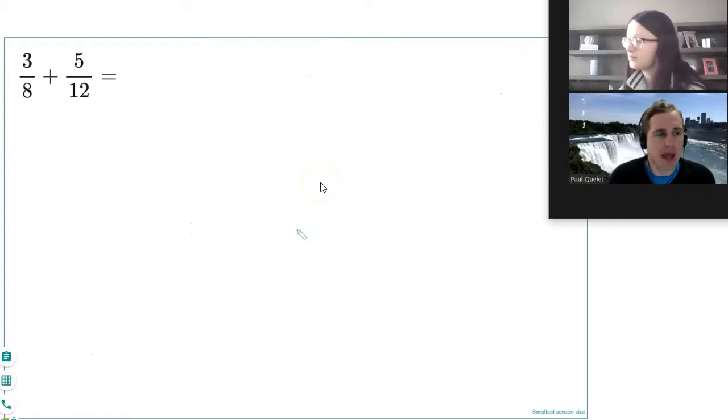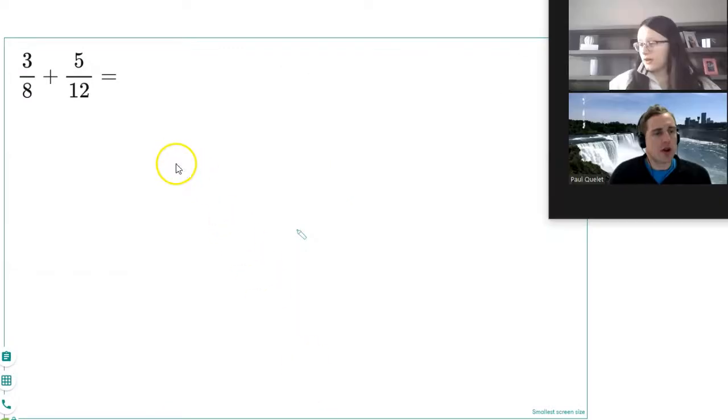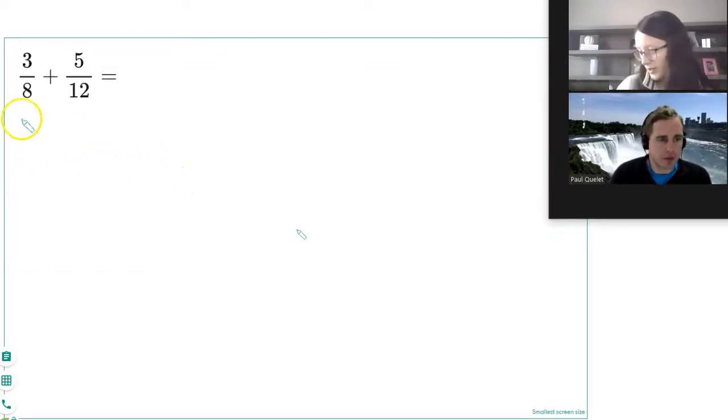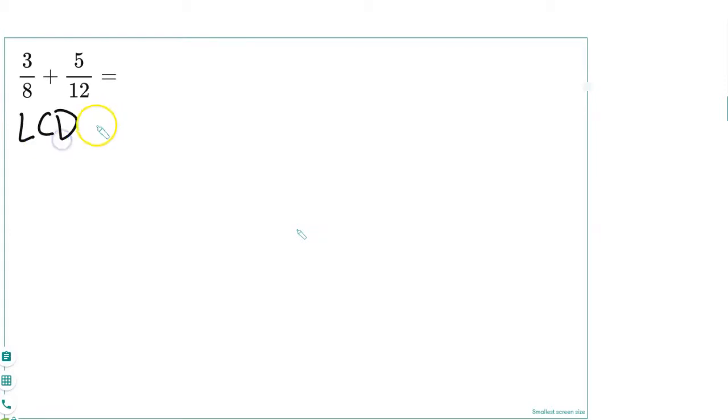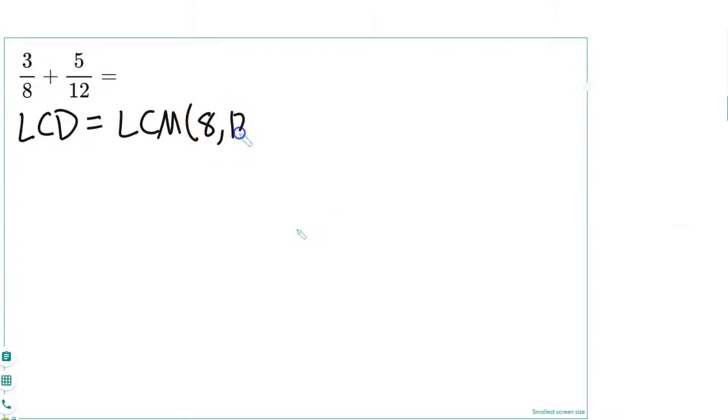I would like for you to add 3/8 to 5/12, please. Okay. So you tell me, what should the first step be? Right, least common denominator. Of what two numbers? 8 and 12. Okay. How should we proceed? Yep, let's do the trees.